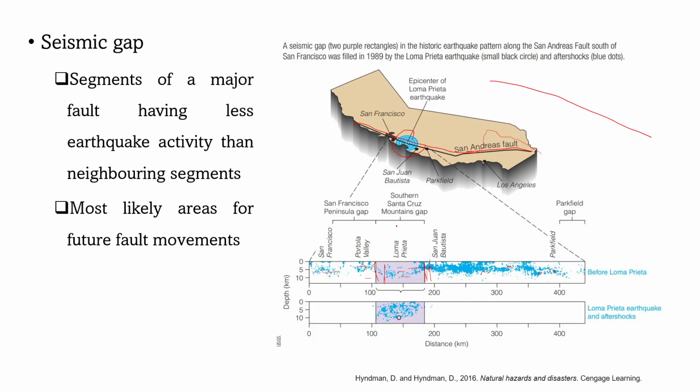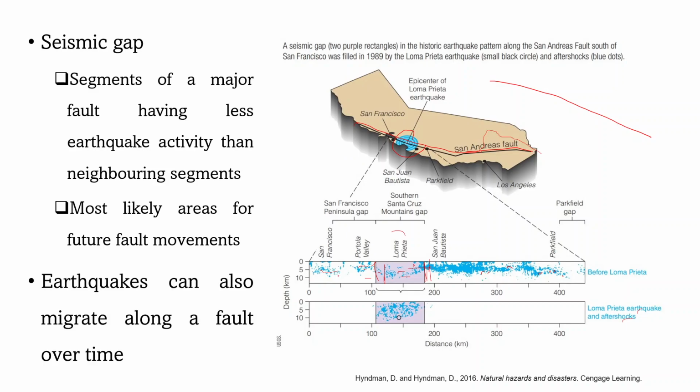Southern Santa Cruz Mountains gap, and then you have the San Francisco Peninsula gap. So this region did not experience much of the earthquake. So they predicted that the Loma Prieta region might experience the earthquake, and then the earthquake did happen in 1989, and that's how. So basically, it's always better if you can identify such seismic gaps.